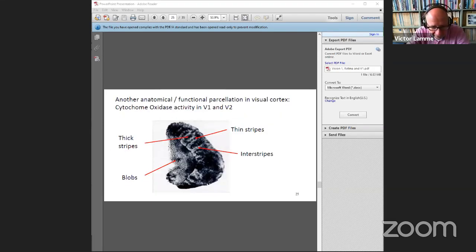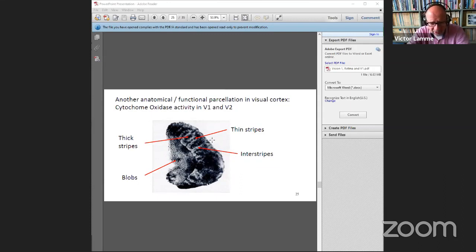Now, another anatomical functional parcellation in the visual cortex is what we call these blobs. This is a peculiar feature of visual cortex. If you stain for this enzyme, cytochrome oxidase, which is just an enzyme used for metabolic activity, then in primary visual cortex you get much more staining. The enzyme is more abundantly present in these small regions, which we call blobs. In primary visual cortex, and in V2, the other visual region, you see that this enzyme is much more abundantly present in these stripes. You have thick stripes, thin stripes, and interstripes is where the enzyme is less.